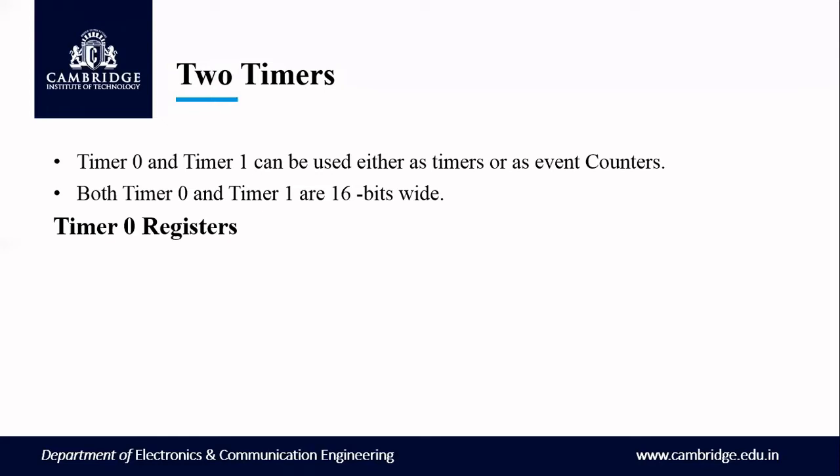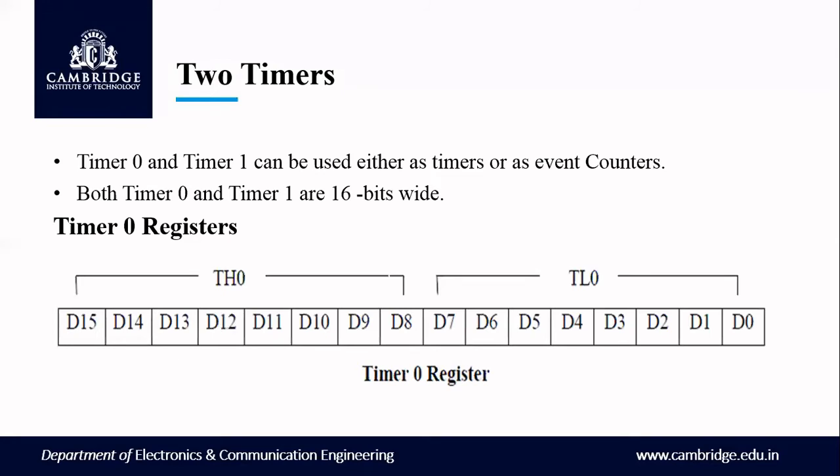So if you want to access the timers, we need to divide the registers, that means the timer 0 registers or timer 1 registers, into a low byte and high byte. So this is the structure of a timer 0 register. It is split into 2 bytes, TL0 and TH0. TL0 stands for timer 0 low byte. TH0 stands for timer 0 high byte. So like this, TL0 is an 8-bit register, TH0 is an 8-bit register. So the timer 0 register can be used as two 8-bit registers. This we need to understand.